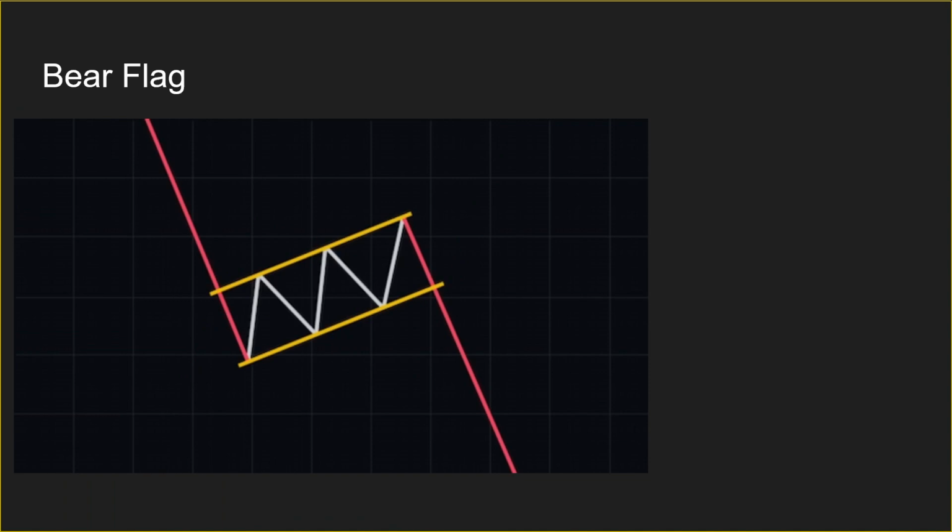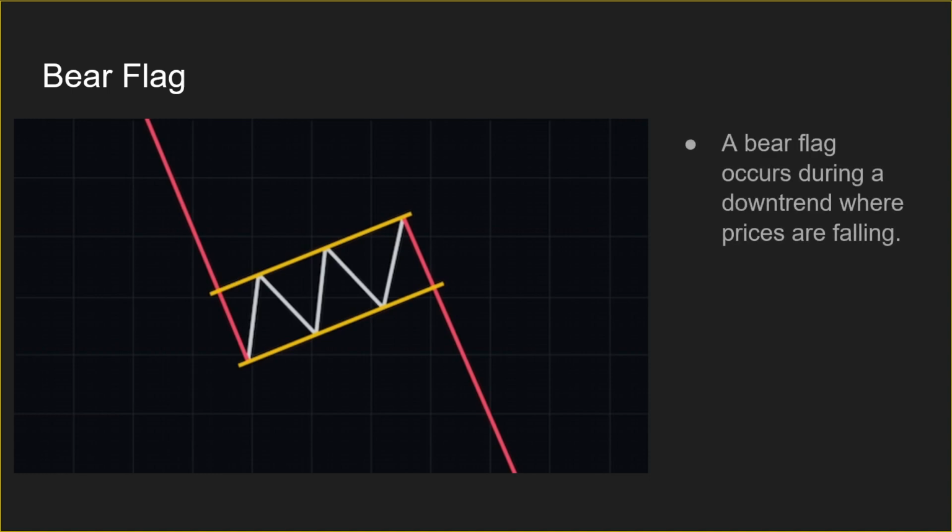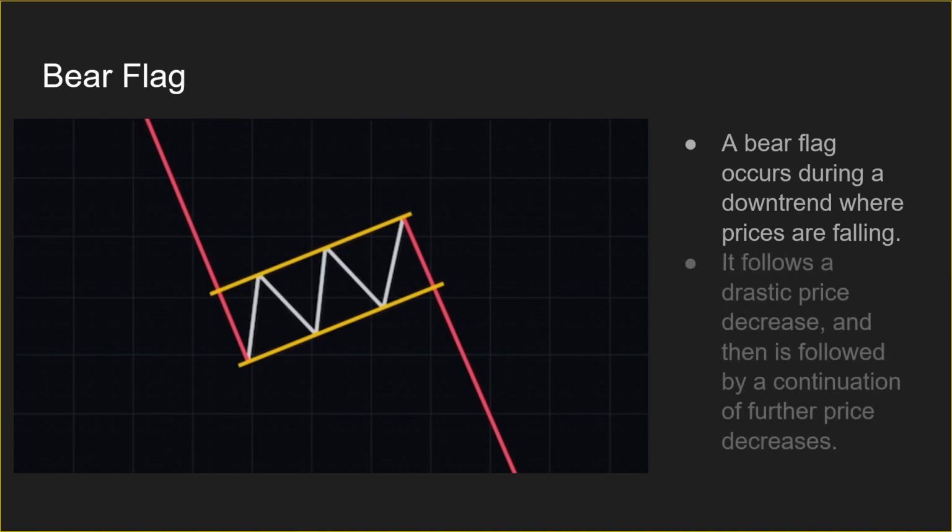Contrary to the bull flag is the bear flag. A bear flag occurs during a downtrend where prices are falling, and in this situation it follows a drastic price decrease and is then followed by a continuation of further price decreases.